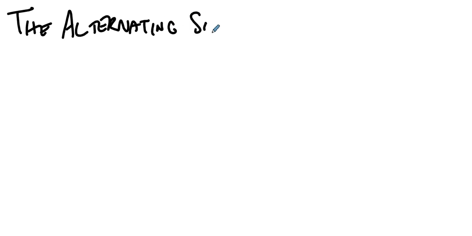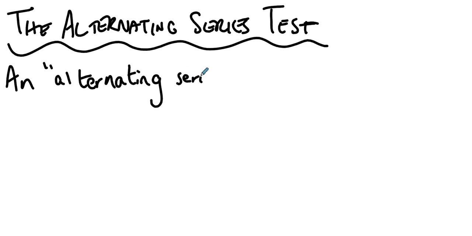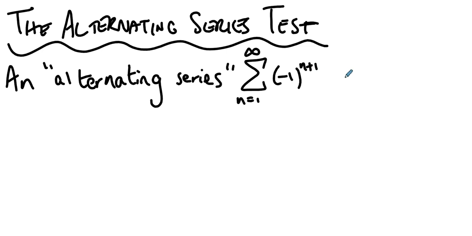And the alternating series test has this very creative name because it only applies to alternating series. What do we mean by an alternating series? Well, an alternating series is a sum as n goes from 1 to infinity of (-1) to some power, usually n plus 1, times a sub n. So this is a1 minus a2 plus a3 minus a4 and so on.